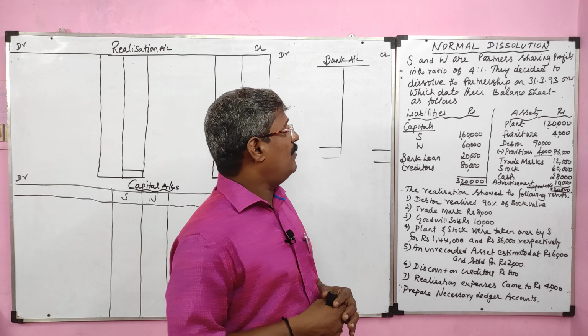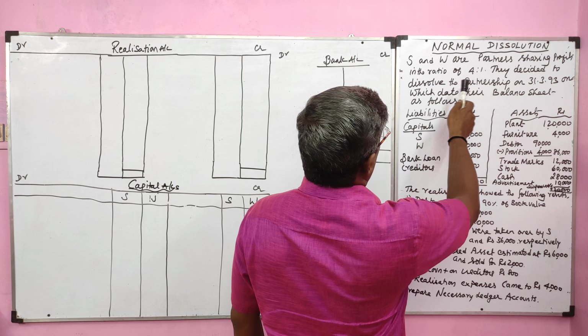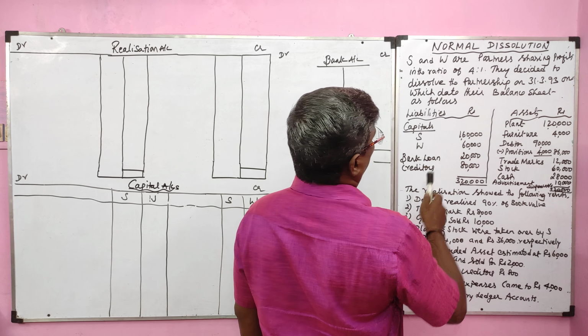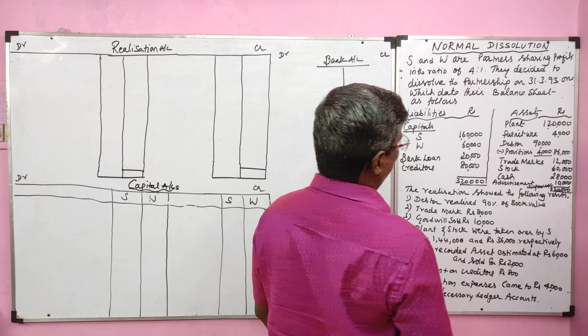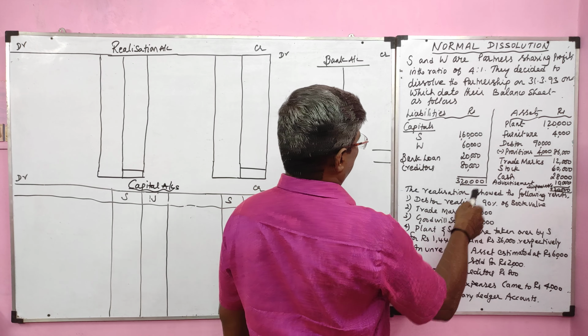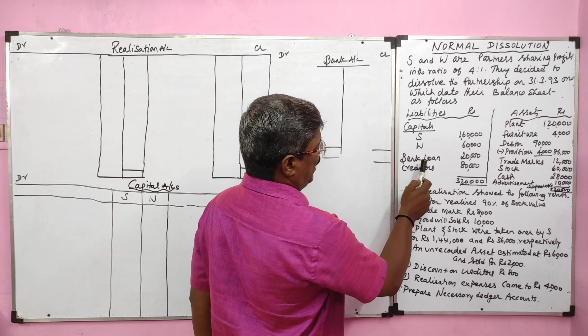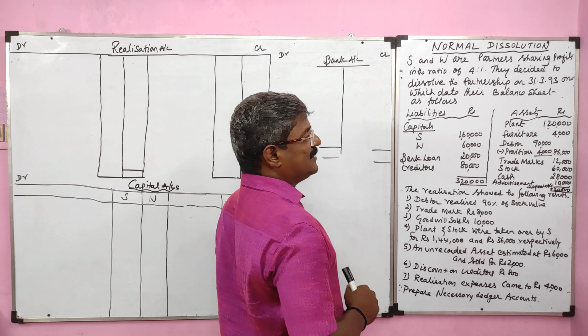Look at the problem. S and W are partners sharing profits in the ratio of 4:1. They decided to dissolve the partnership firm on 31st March 1993, on which date their balance sheet is as follows: liabilities, assets. On the liability side capitals are given, bank loan and creditor. Bank loan and creditor are treated as external liabilities.